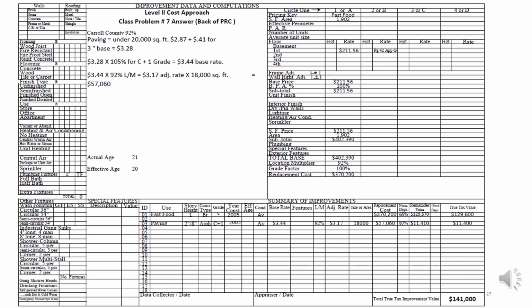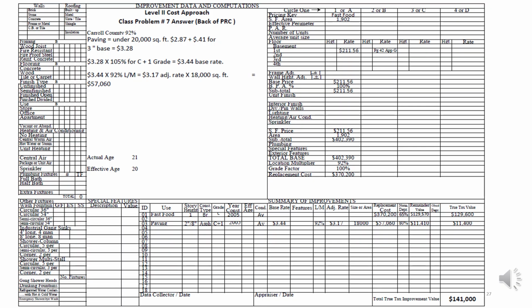Next, we're going to take that times our location multiplier of 92%. That's going to give us an adjusted rate of $3.17. Then we're going to take that times our square foot of 18,000 to get a replacement cost of $57,060.